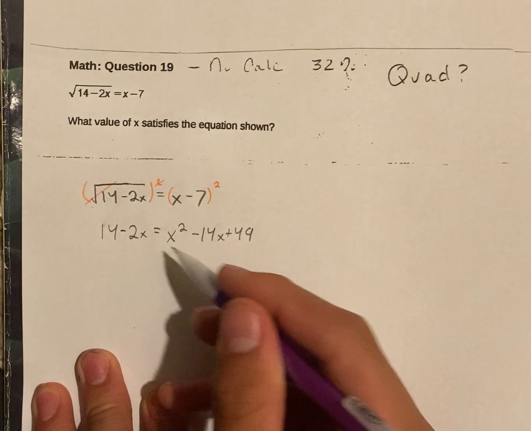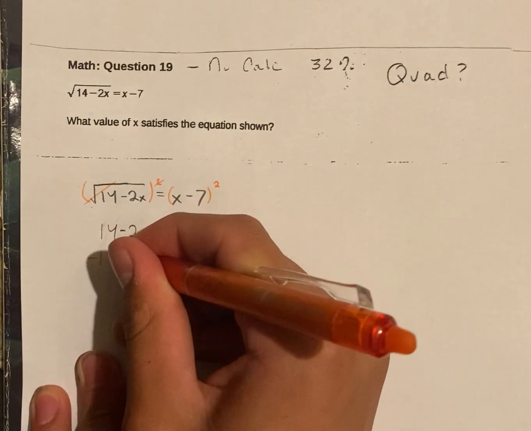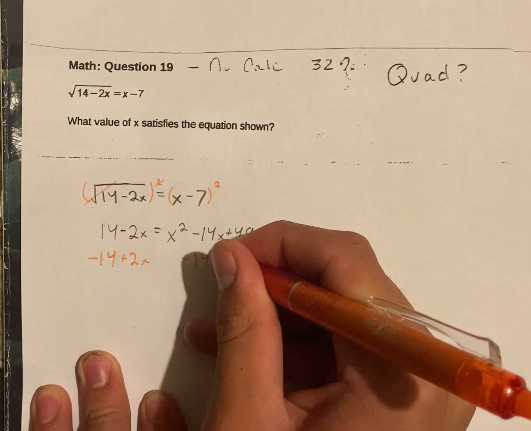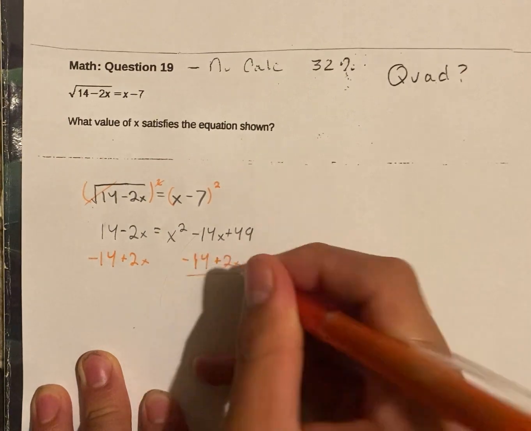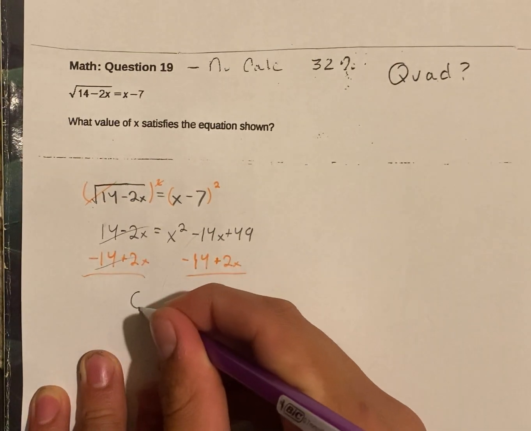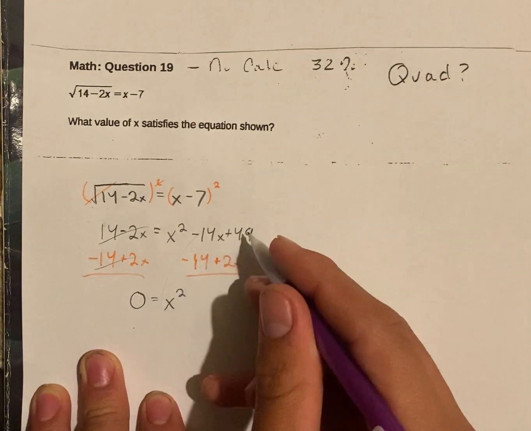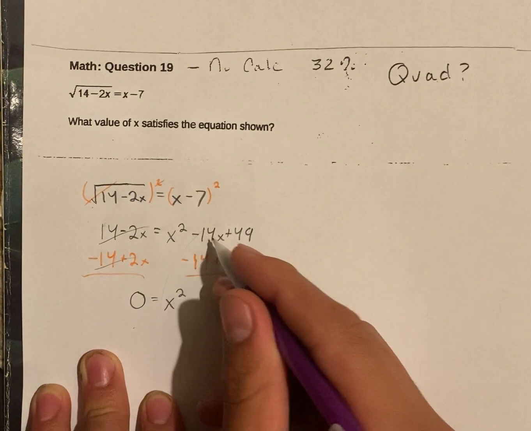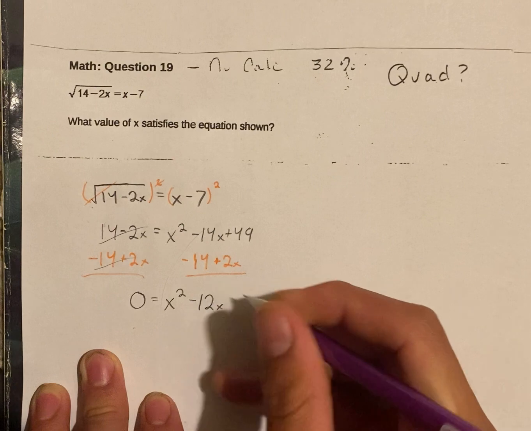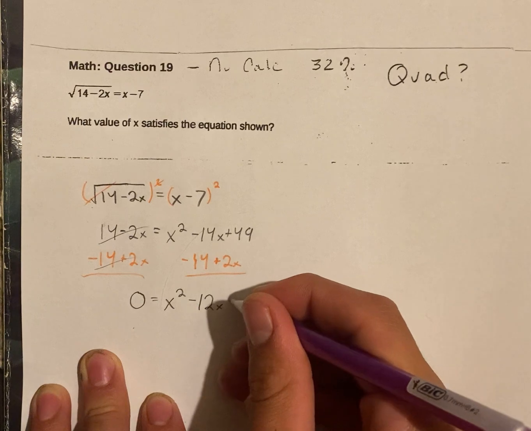So how do you get this over here? You get the opposite of it, which is negative 14 plus 2x. These cancel out each other, leaving you with 0. And then this equals x squared. Negative 14x plus 2x equals negative 12x. And then 49 minus 14 equals 35.